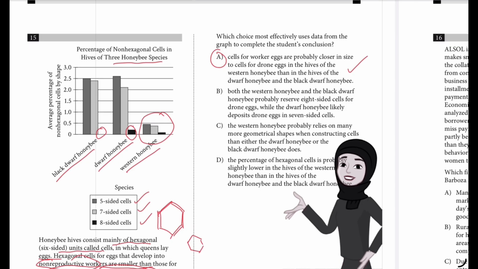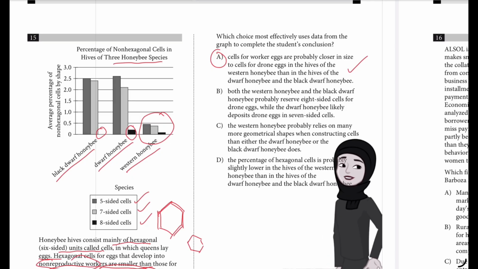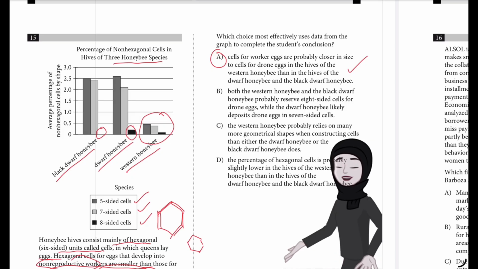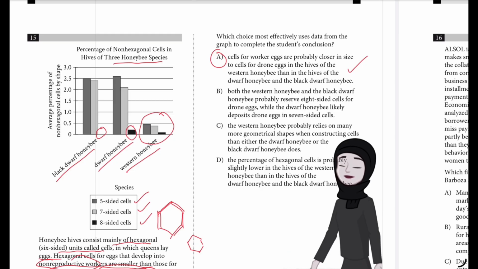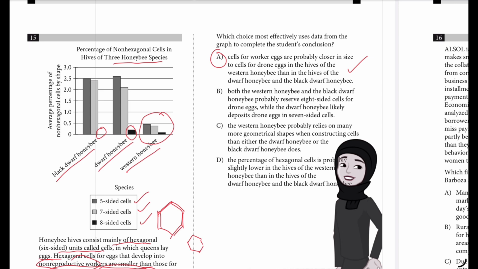But in the hives of the black dwarf honeybee, the percentages of 5-sided and 7-sided cells are higher than those for the western honeybee, about 2.5% for both. And for the dwarf honeybee, the percentages of 5-sided and 7-sided cells are also higher than those for the western honeybee, slightly over 2.5% and slightly over 2% respectively. Additionally, the dwarf honeybee possesses a higher percentage of 8-sided cells than the western honeybee does.